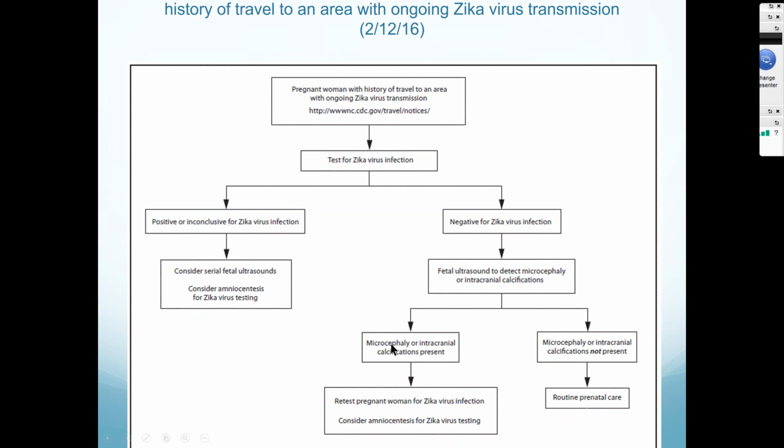And if that's the case at 20 weeks, 24 weeks, 26 weeks, still doing an amniocentesis to isolate the infection may be there. On the other hand, going on the negative case, if there is no suspicion of growth changes, if there's no suspicion of calcifications in the central nervous system, if there's no suspicion of any structural changes that have been associated with the Zika virus, then certainly routine care is very reasonable.